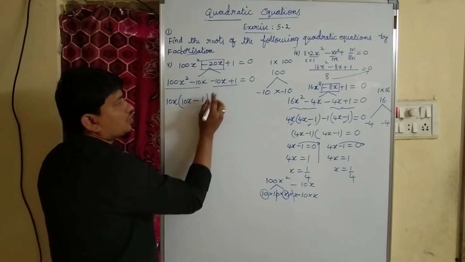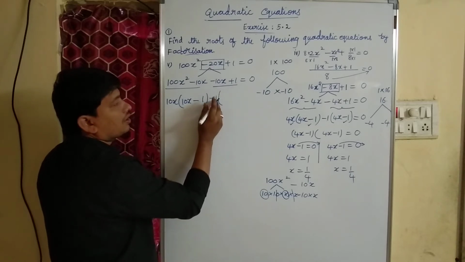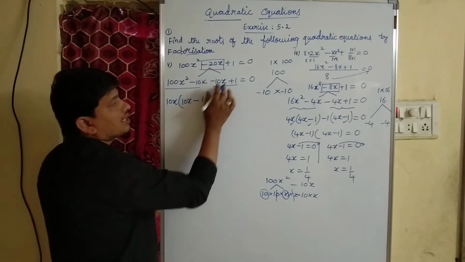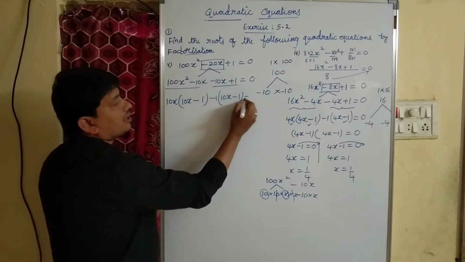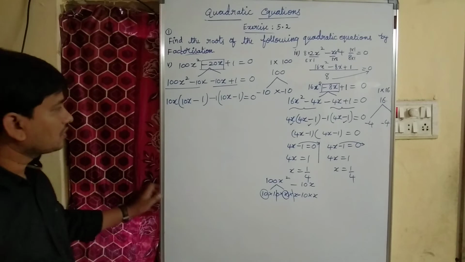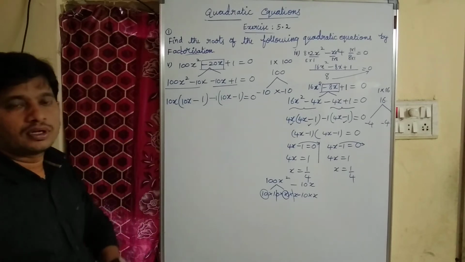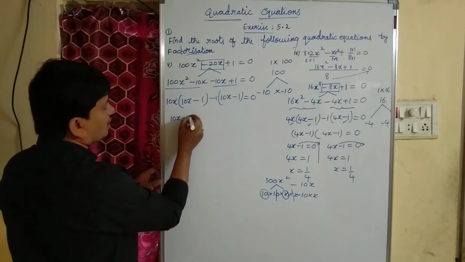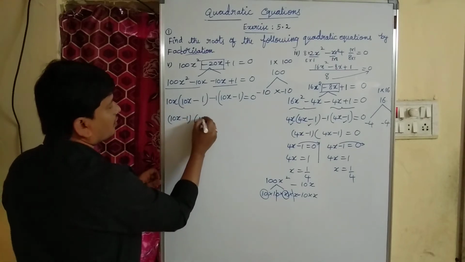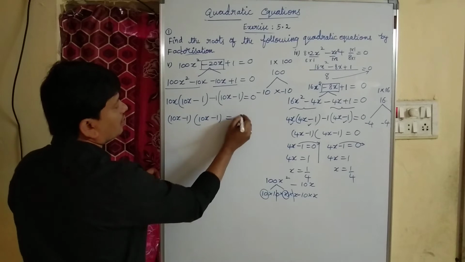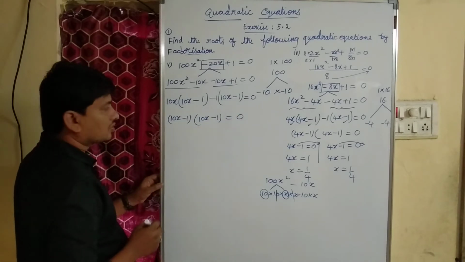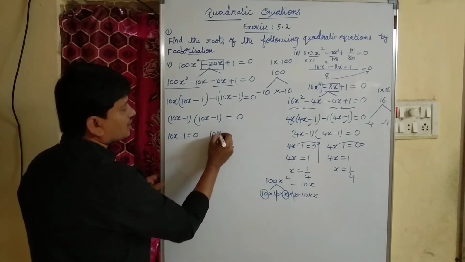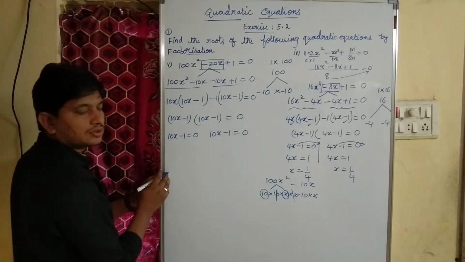Now from these two terms, if I take minus 1 as common, minus 1 into 10x minus 1 equal to 0. Now what is the common here? Common thing is 10x minus 1. So let me take 10x minus 1 as common. So again I have 10x minus 1 equal to 0. So again 10x minus 1 equal to 0.